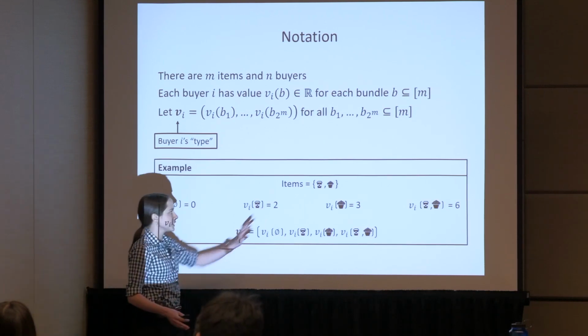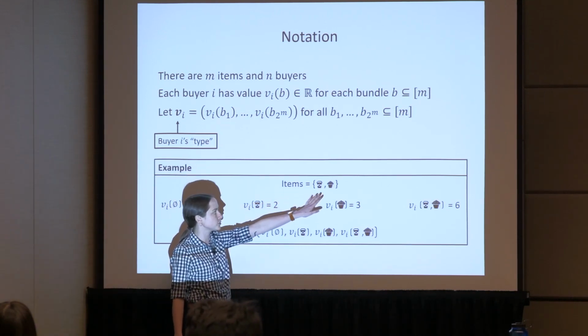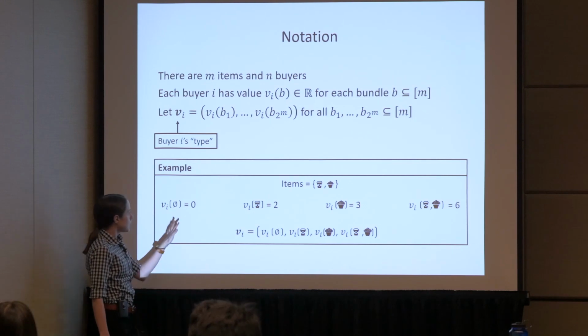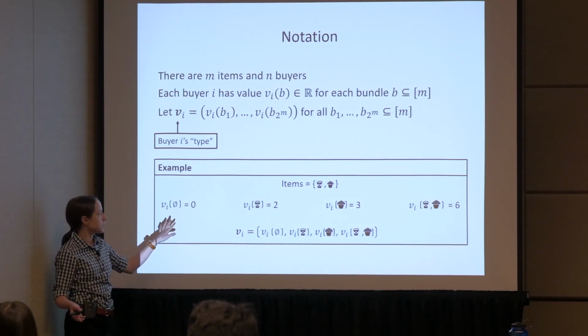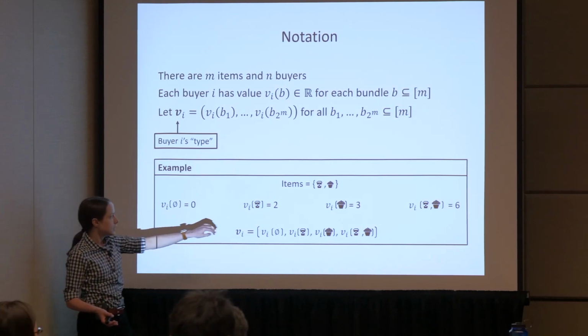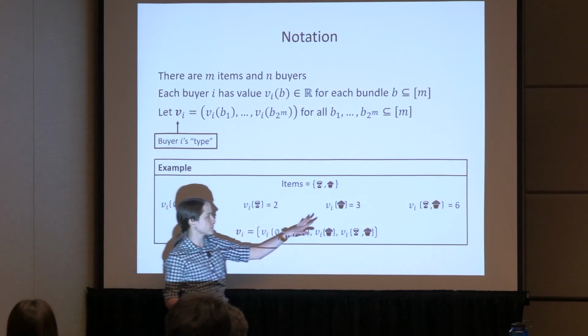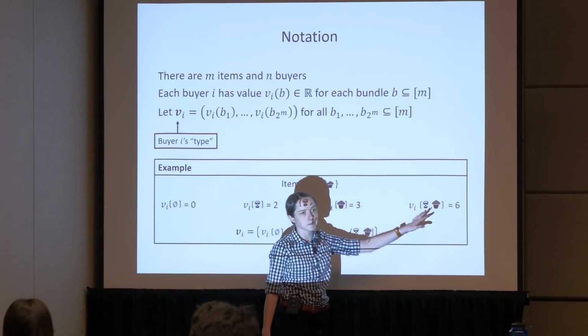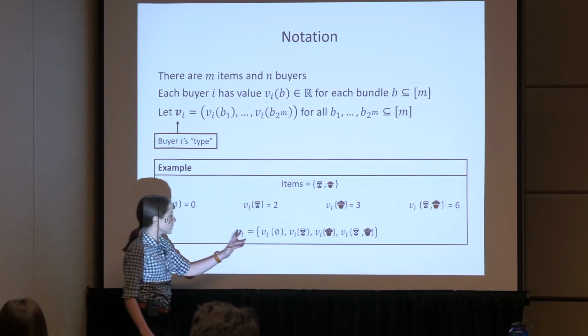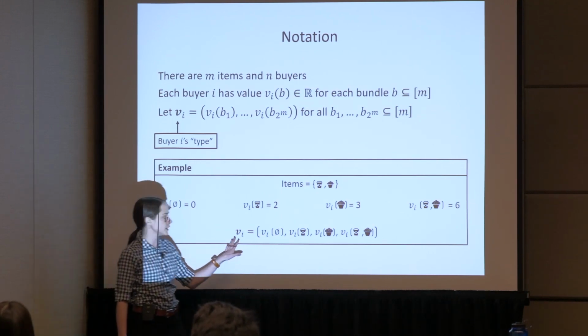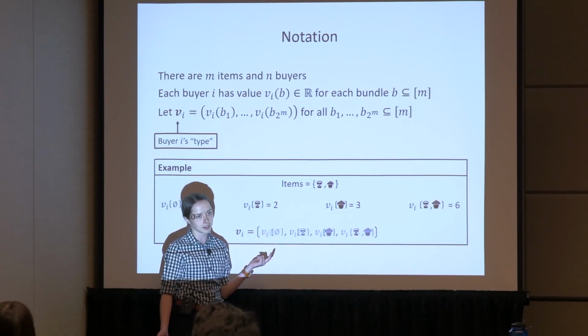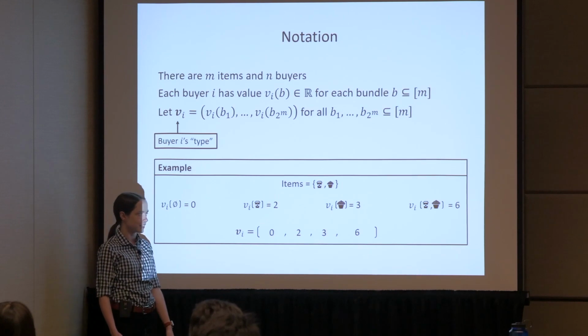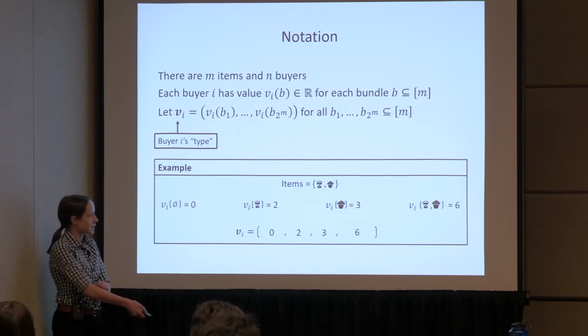Just to give you an example, again, let's say that we have 2 items, the coffee and the muffin. We are always going to assume the buyer's value for the empty set is 0. Maybe his value for the coffee is $2, value for the muffin is $3, and value for the bundle is $6. So this valuation vector vi is going to be a vector of length 4. And here I've just superimposed the values onto these items.